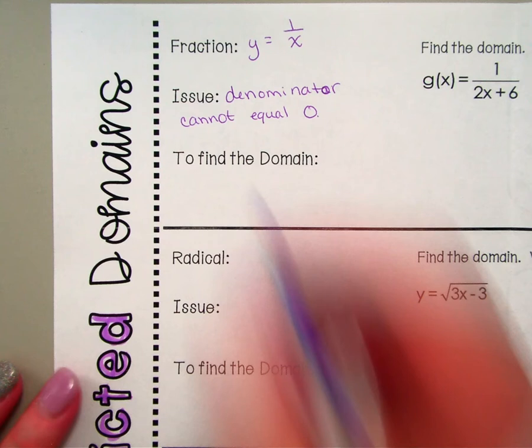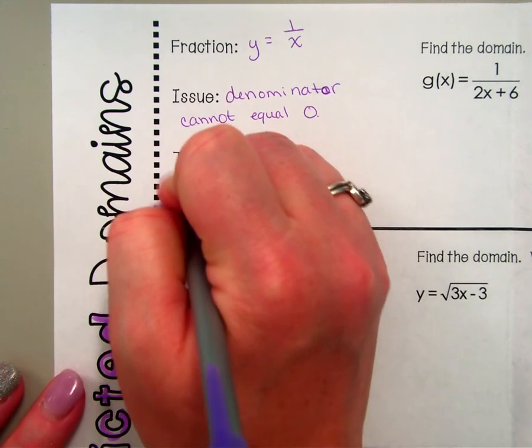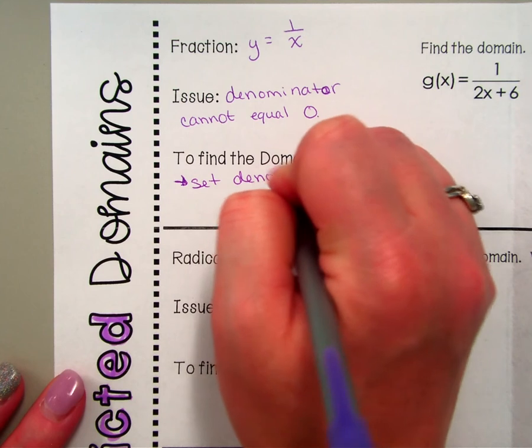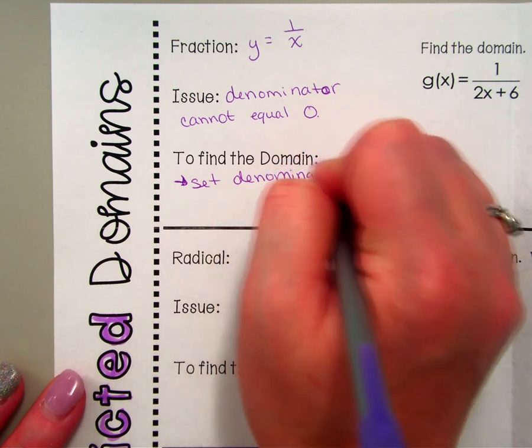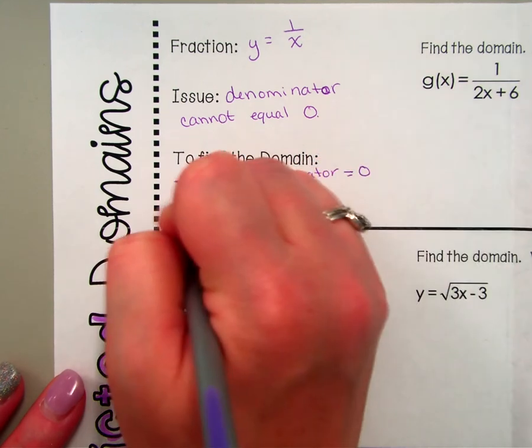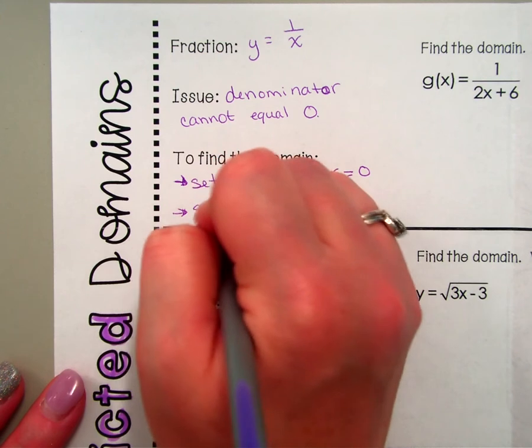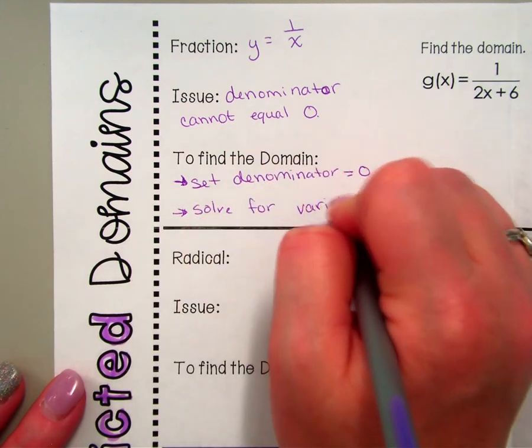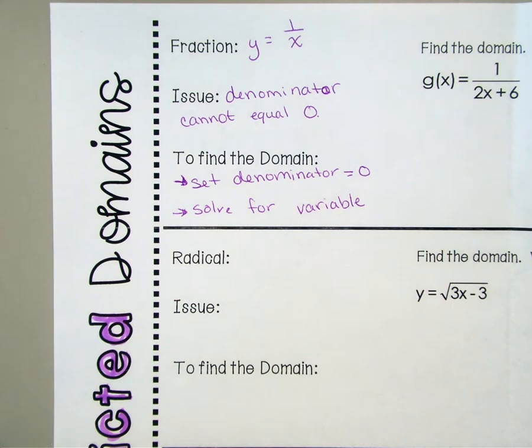So in order to find our domain, what we do is we set the denominator equal to 0, and then we solve for the variable. What's happening when we do that, when we set that denominator equal to 0 and solve for that variable, is we're finding what value is not allowed. What value can it not be? So that is what we're doing here.